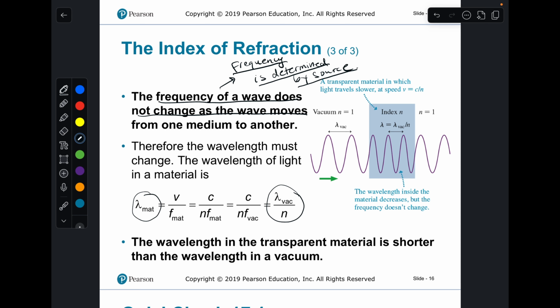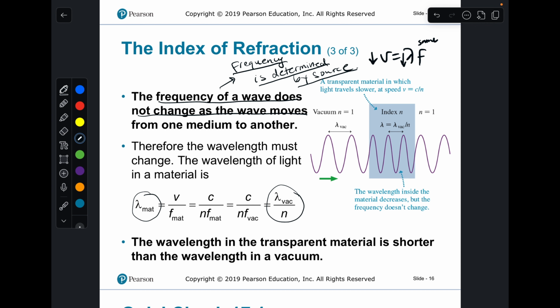So, if the wave is going to slow down as it passes through another material, some factor in v equals lambda f must change, right? So if f stays the same, and we know that the speed goes down when it enters a new material, that means that the wavelength must go down.